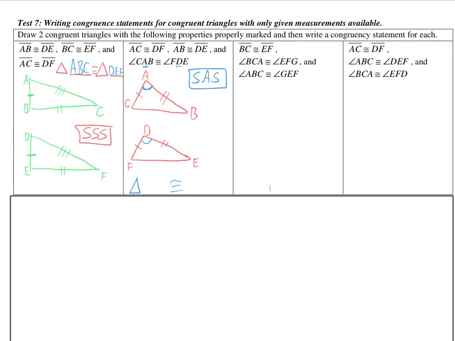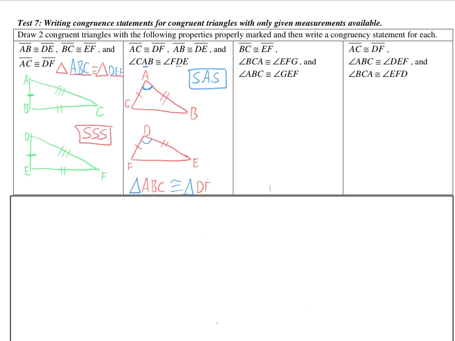Is congruent to triangle what? So let's see. For the first triangle, let's call it ABC. It just makes it easy. So I call it ABC. It's congruent to what? ABC is congruent to DEF.